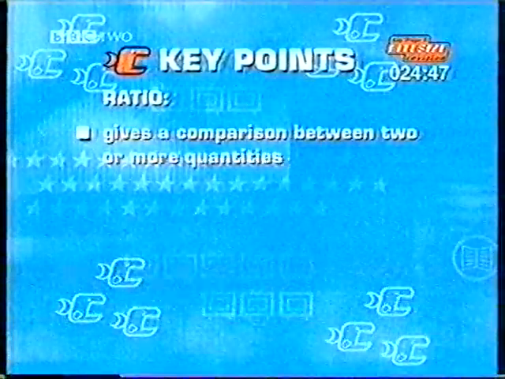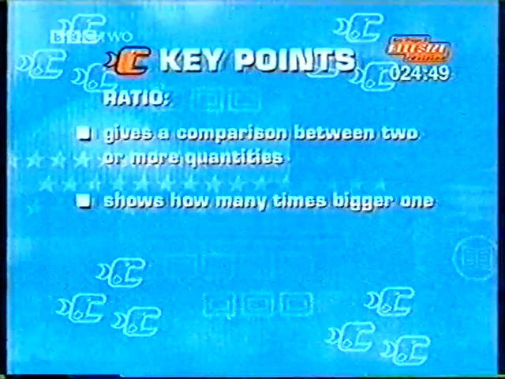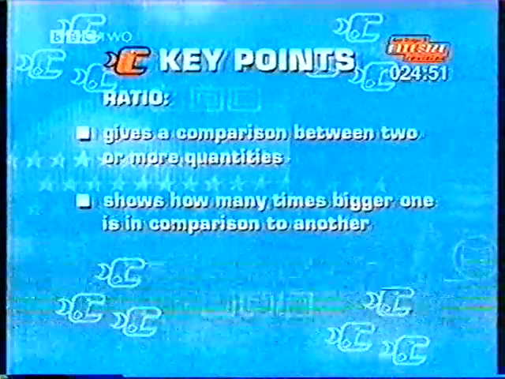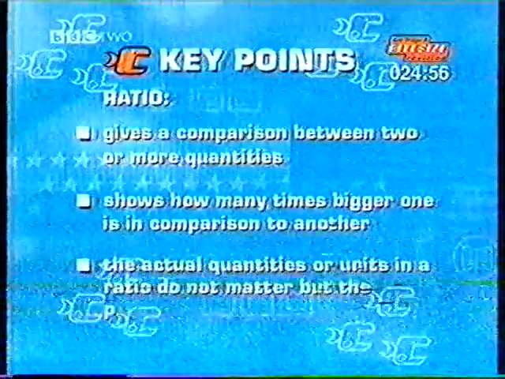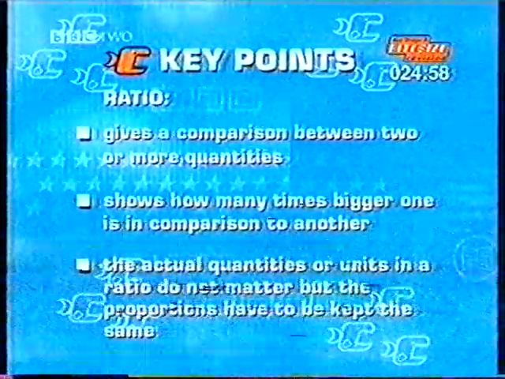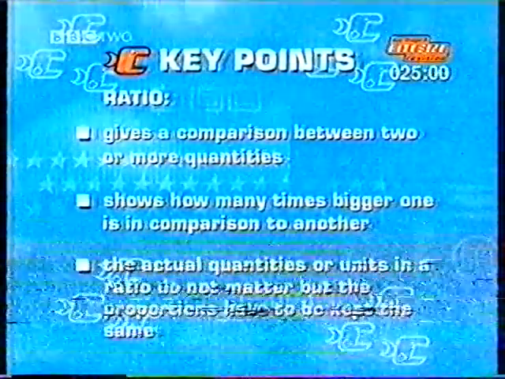A ratio gives a comparison between two or more quantities. It shows us how many times bigger one quantity is in comparison to another. The actual quantities or units in a ratio don't matter, but the proportions have to be kept the same.